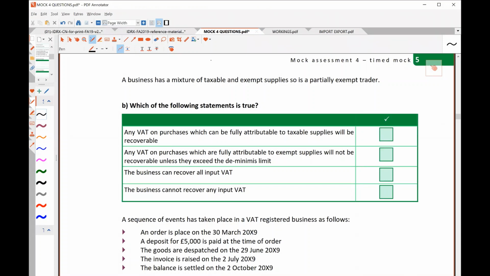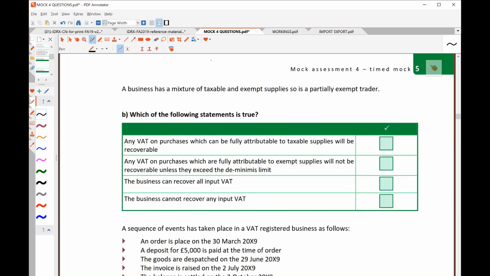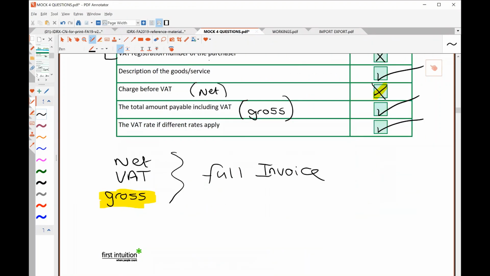So, part C, oh, hang on a minute. Where are we? Part B. Oh, I've missed a bit. Oh, hang on a second. Where am I? Oh, no, that's that. I'm here. Sorry, I'm here. Right.